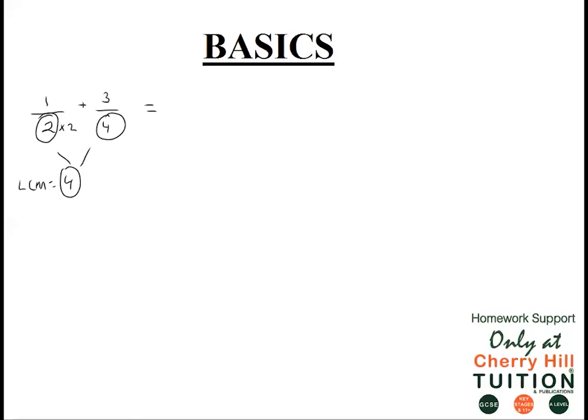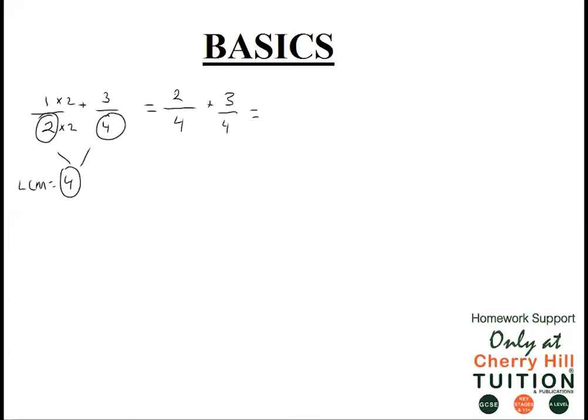And an important rule that you need to remember is whatever you do to the bottom of a fraction, you have to do to the top of the fraction. So we multiply the top by 2 as well. Okay, this leaves us with 2 over 4 plus, now with the second fraction, the denominator is already a 4. So we do not need to change this fraction. We end up with 3 over 4.